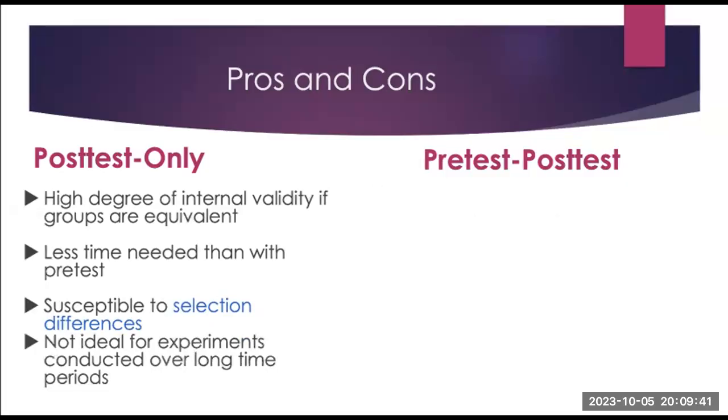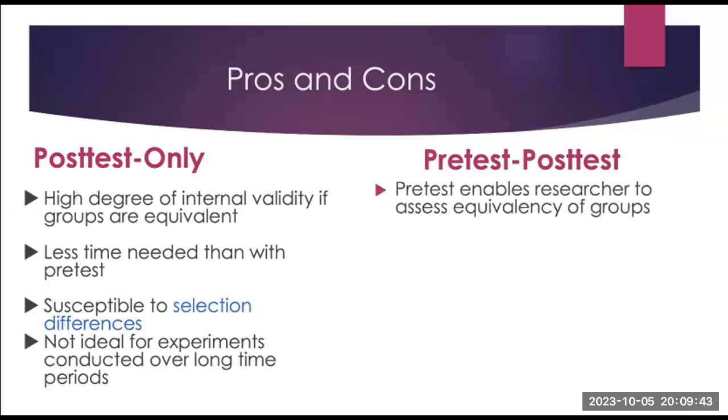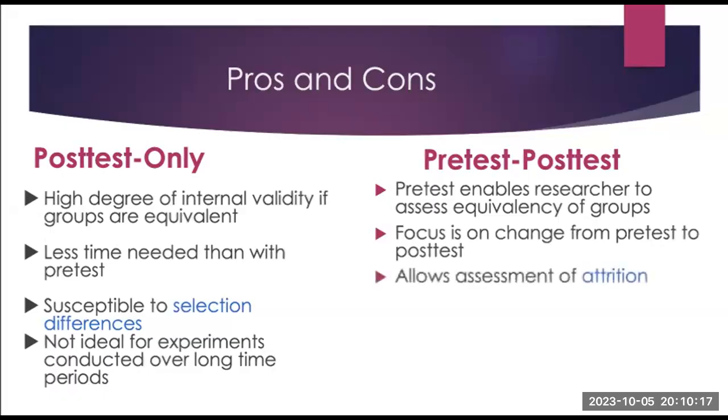Now, let's think about pre-test, post-test. The pre-test is really strong because it enables a researcher to determine how equivalent these groups are, right? So generally you want to see in the pre-test that everyone has roughly the same scores. The focus in a pre-test, post-test is change from the pre-test to post-test. You want to see that those in the experimental group had a change in their, for instance, levels of aggression after the violent TV was introduced to the participants.